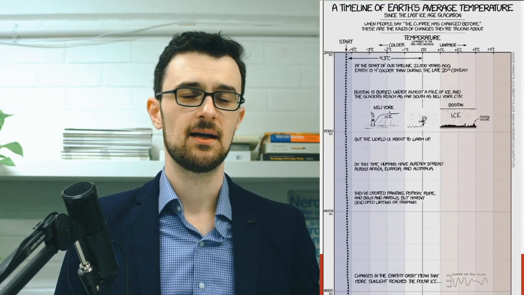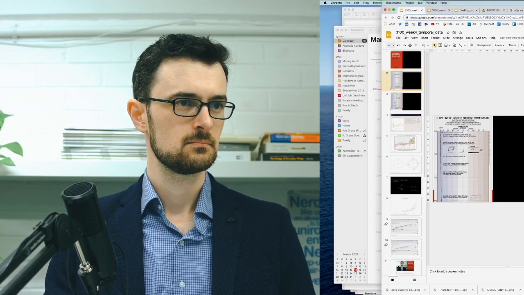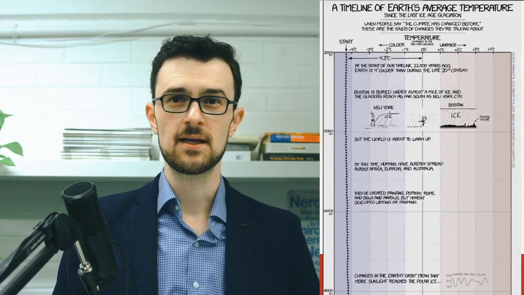Take a look at this example from Randall Munroe's excellent XKCD comic. It's showing the global average temperature over time from about 20,000 years ago. You can see that average line moving slowly. Know that each of these ticks is about 500 years, and he's lined it up with various different events in the history of civilization.